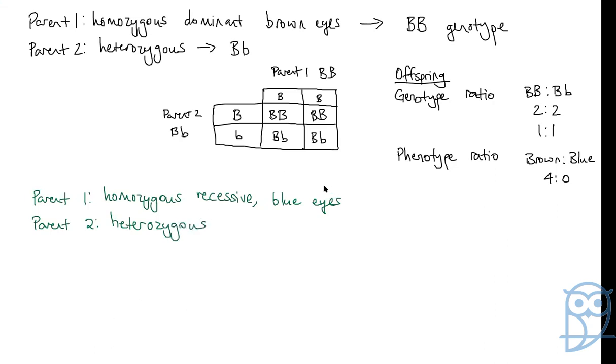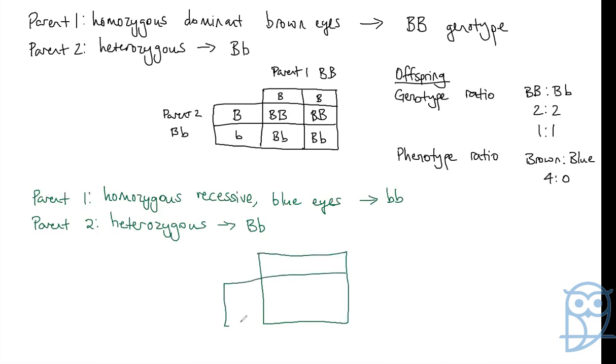So if we turn these into genotypes, our blue eyes homozygous recessive is little b, little b. Our heterozygous is the same, one of each, big B, little b. We can then do a Punnett square for this couple. Okay, so we have parent 1, little b, little b. Parent 2, big B, little b.